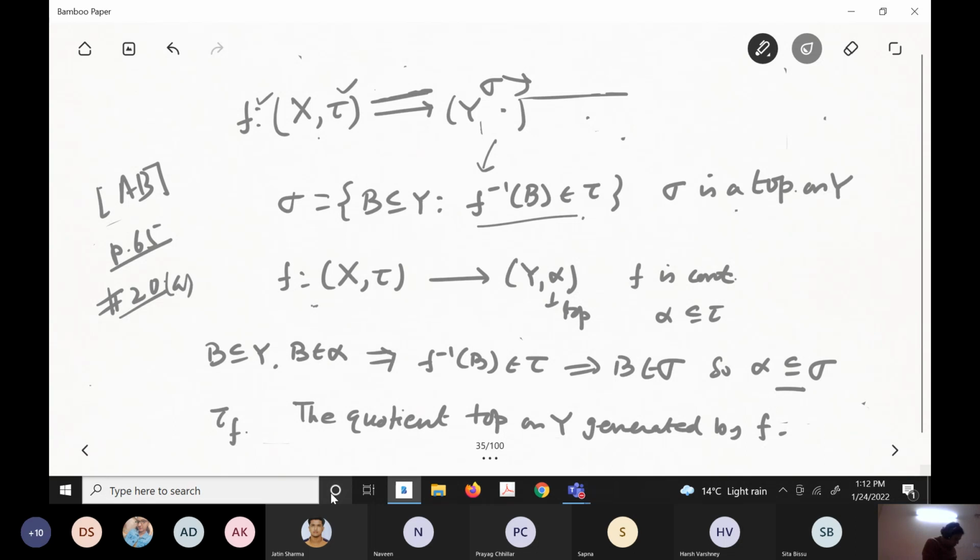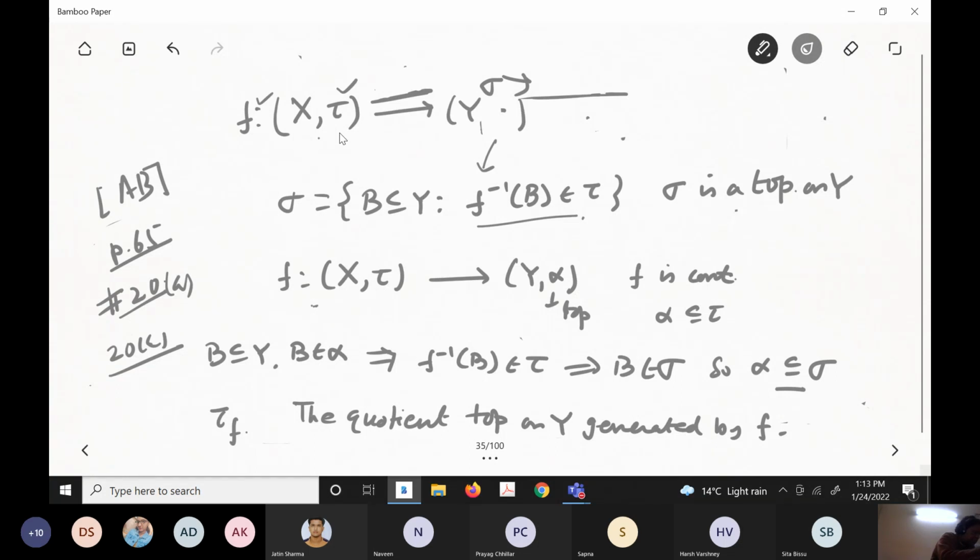Look in part C. Okay. So let me explain again. Suppose you have a map from (X, tau) to Y. This sigma is still not there. Okay. Suppose you have a map. So obviously you can't talk about continuity or anything. Now I want the strongest topology on Y, the strongest topology such that f is continuous.